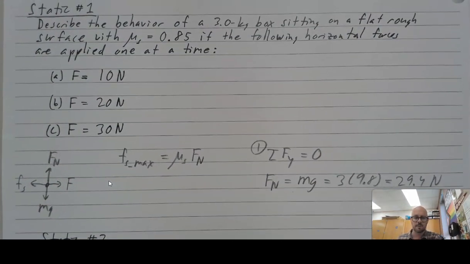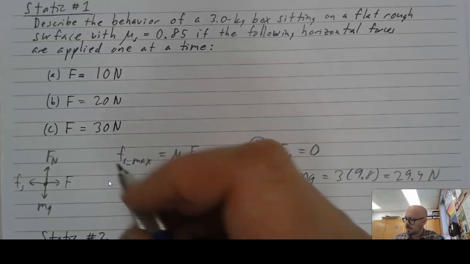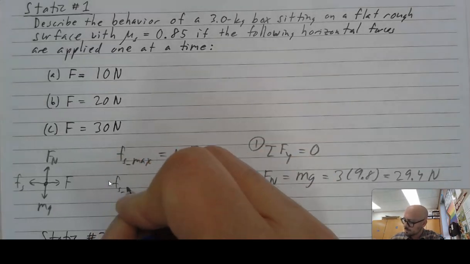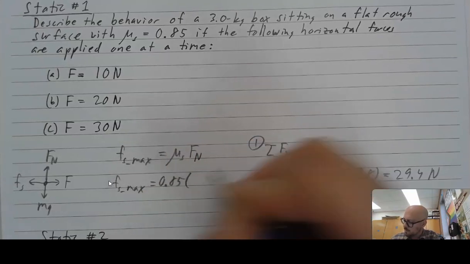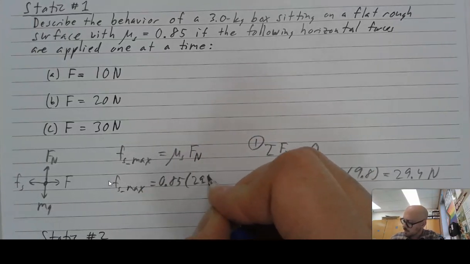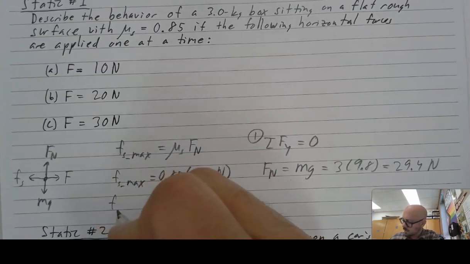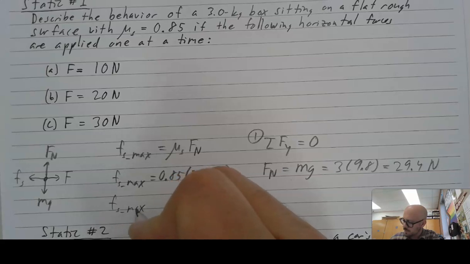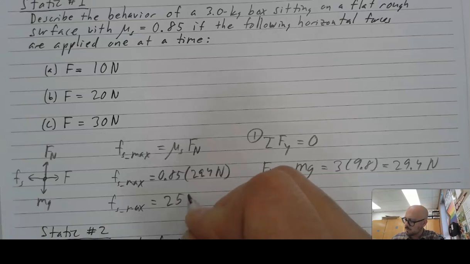It's under the same vertical conditions each time. I can then apply that to the maximum static friction force. That's equal to 0.85 times 29.4 newtons. And so this maximum static friction force is equal to 25 newtons.